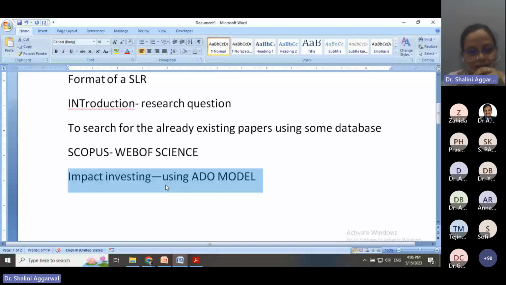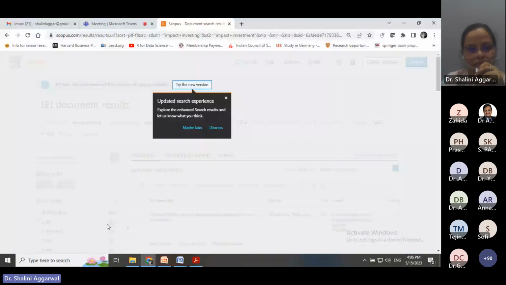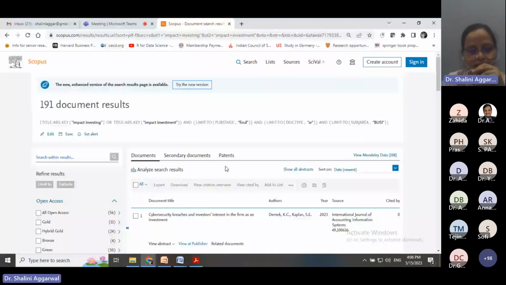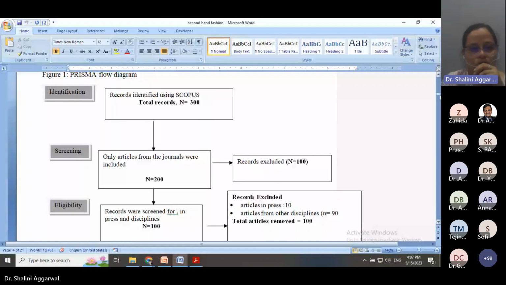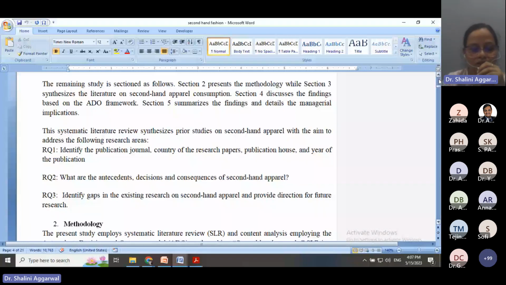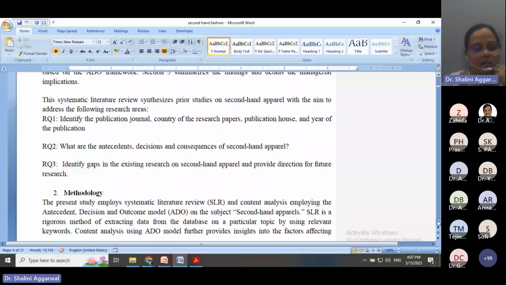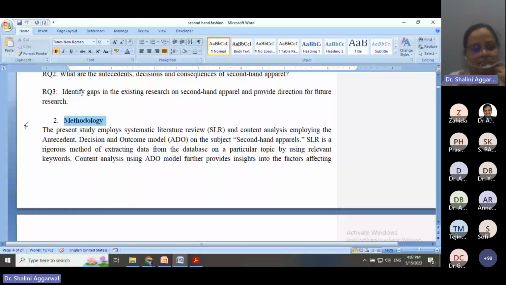So we used the Scopus database and put our search here. We did the search, and what we got was 191 documents, right? All this is a part of the PRISMA model, and the PRISMA model is part of the research methodology. Let me take you to my paper. Here you can see the introduction. The next part is the research methodology. This is the second important aspect of an SLR paper, the second main heading of the SLR paper, called the research methodology.